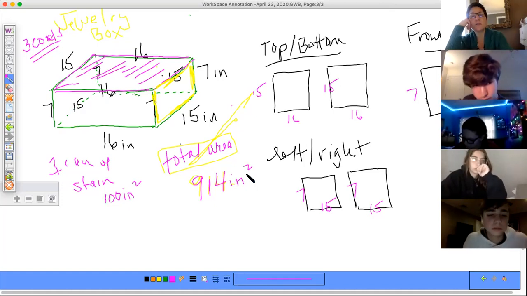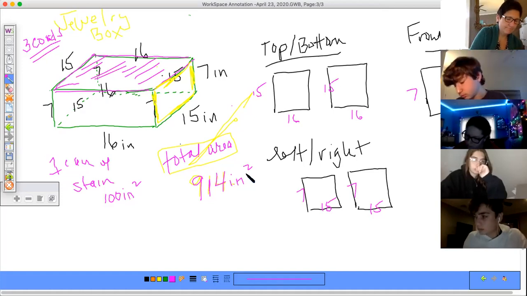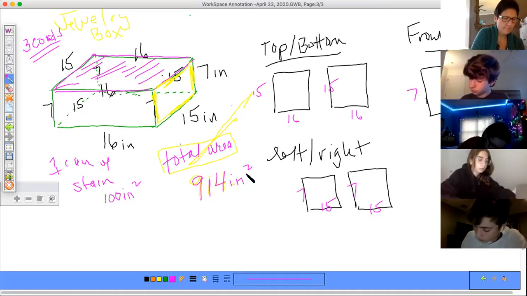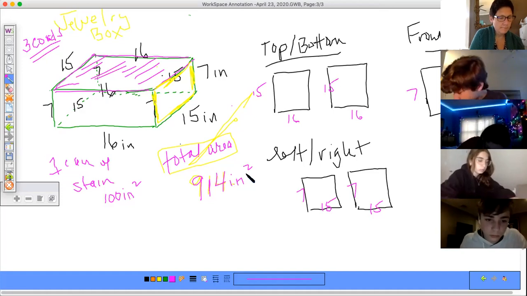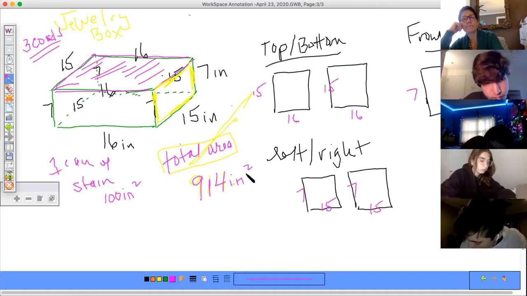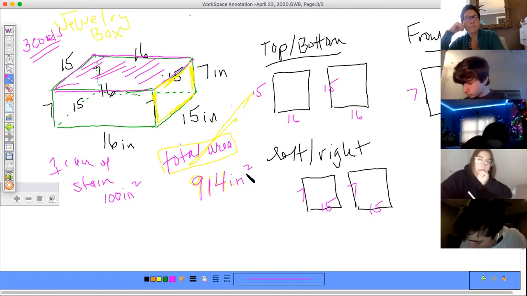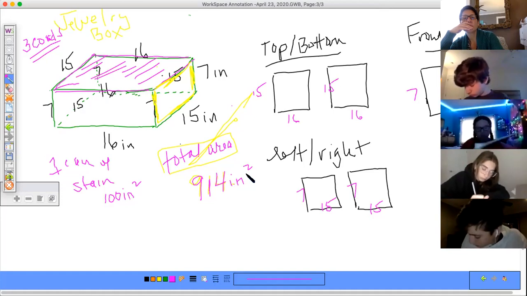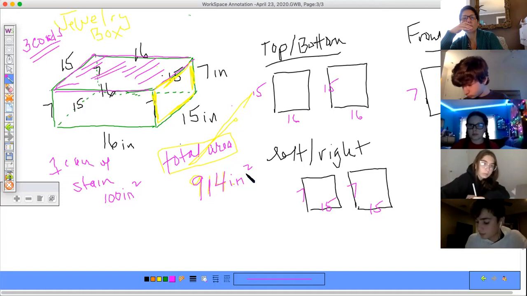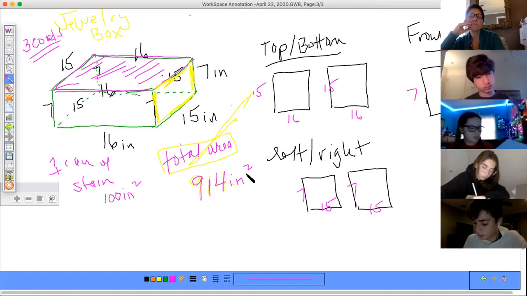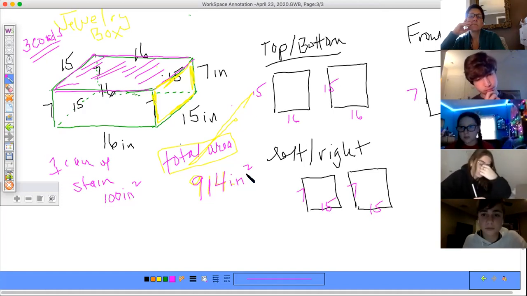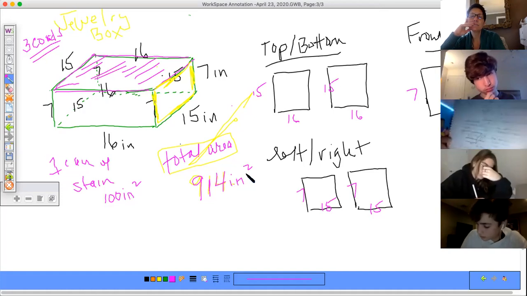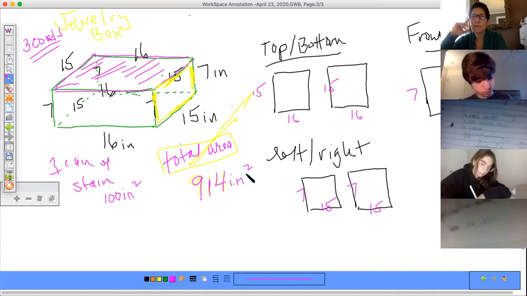You got to do 3 coats. Well, what do you got? How many cans do you need, everybody? 4.